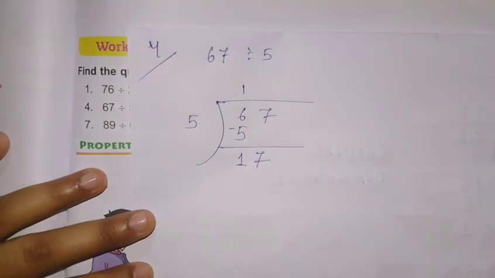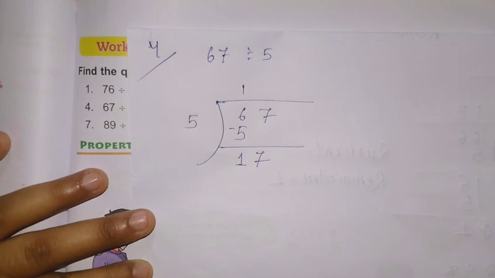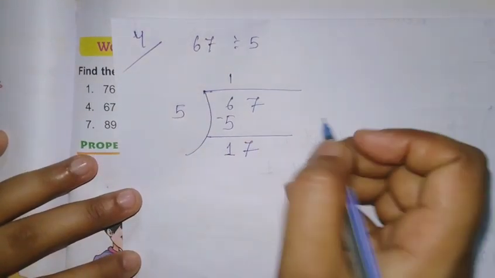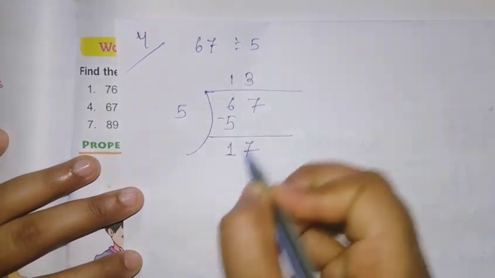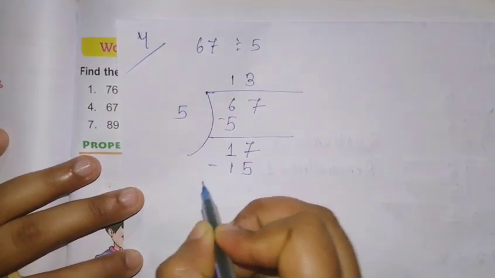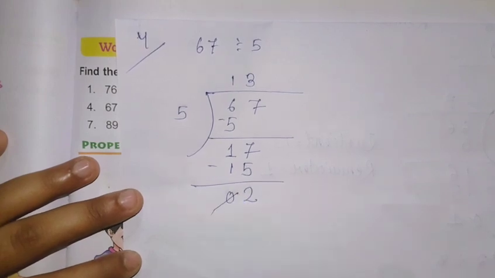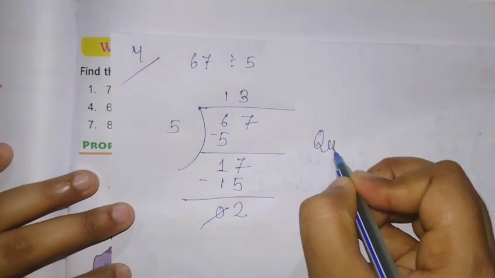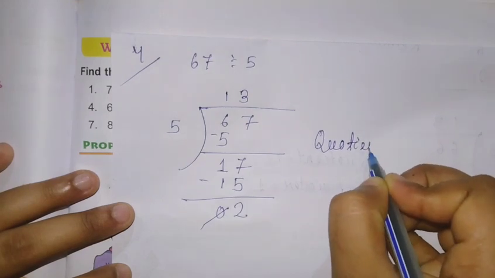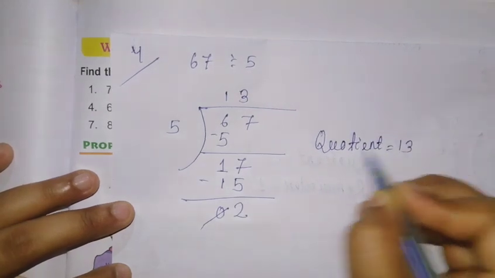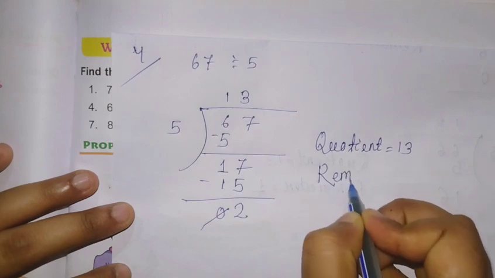Now the number is 17. Then we recite the multiplication table of 5 till we get 17. We will not get 17 in the multiplication table of 5. Then we take the one just less than 17. 5 3s are 15. Then 17 minus 15 equals 2. Here you get quotient equal to 13 and a remainder equal to 2.